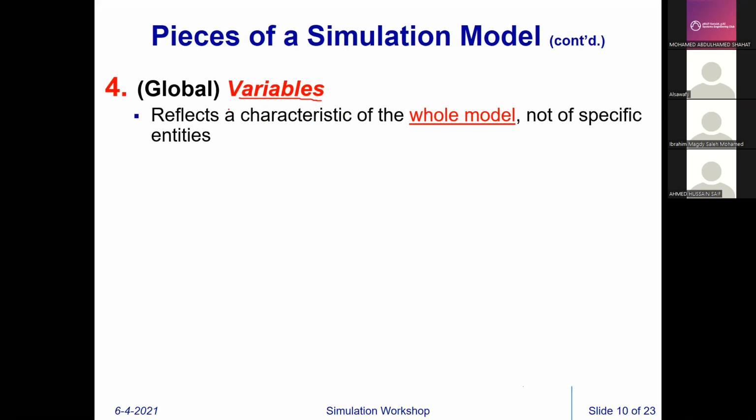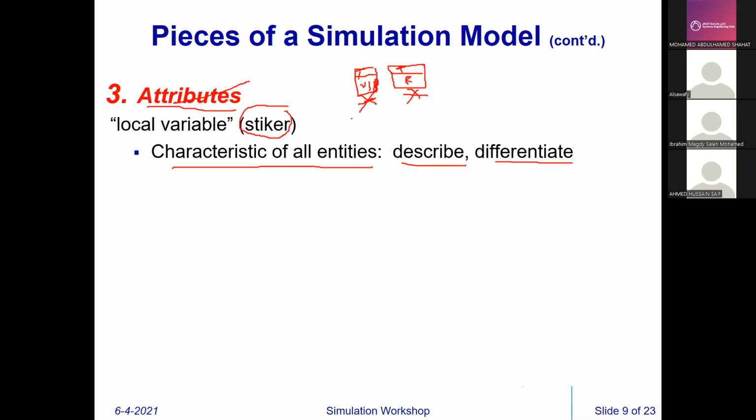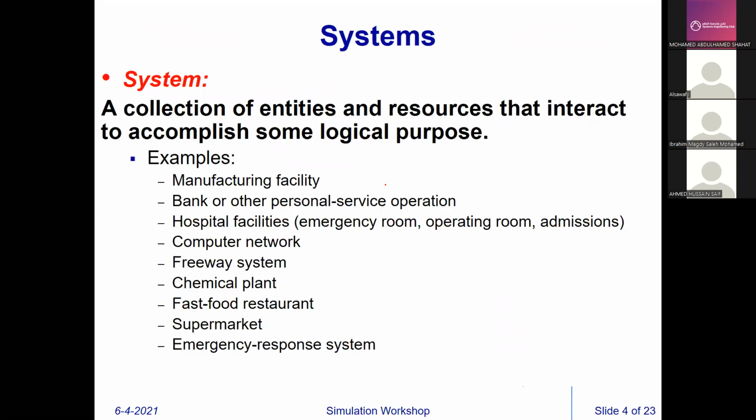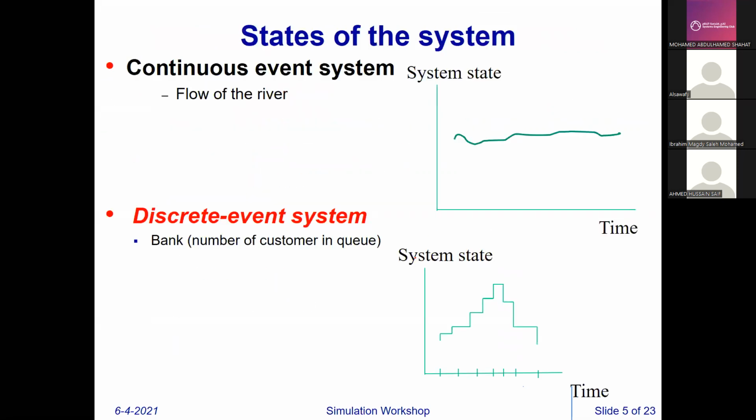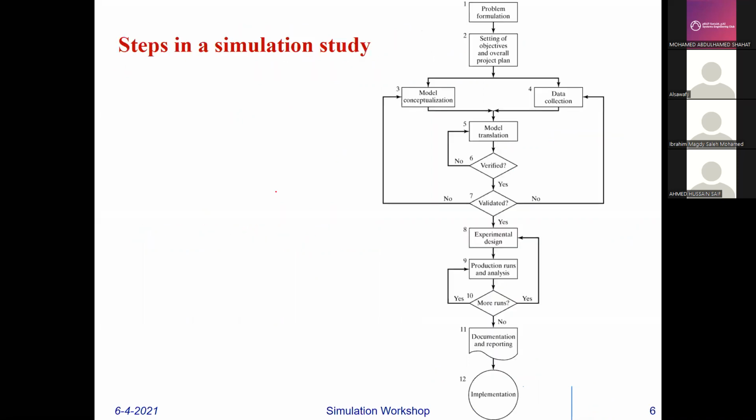So those variables are changing over time, but they are not changing continuously. They are changing in a discrete manner. Actually, most of the systems that we are talking about here, and Arena is just a discrete event simulation software. So we are considering this type of systems, the discrete event systems. We are not touching anything related to continuous event systems.